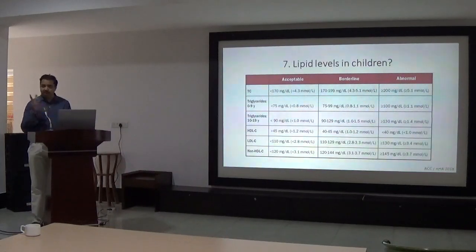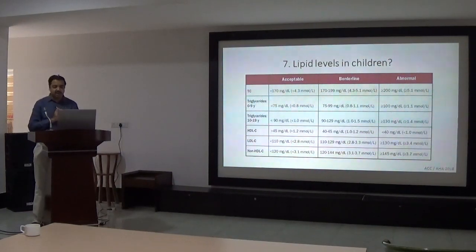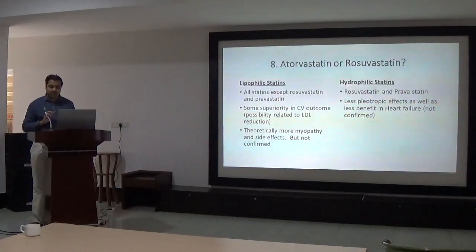Lipid level in children, only one guideline talks about this, that is ACCHA 2018. Depending on the age, 0 to 9 years, total cholesterol should be less than 75. 75 to 99 is borderline, more than 100 is abnormal. Triglycerides 90 to 130, more than 130. This is given only in one guidance. Generally, we don't treat this kind of patient, so we don't concentrate on this. But yes, this is given by ACCHA 2018.